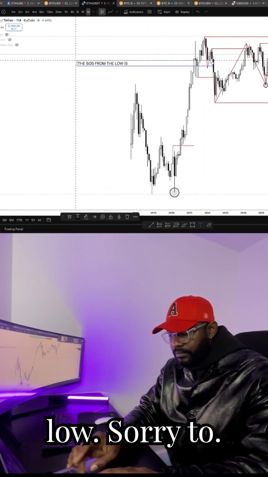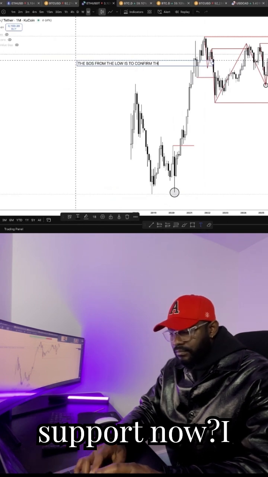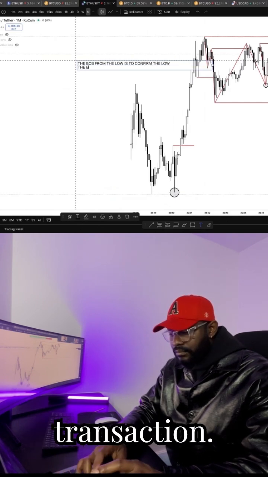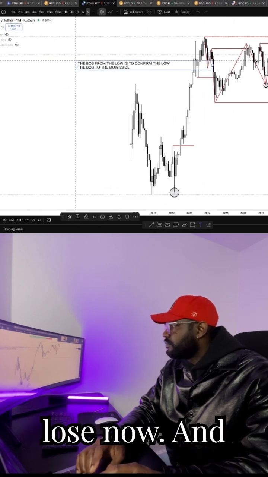Sorry to cut you off. Now, after you've explained the previous price action and now the current price action, the low is now in.